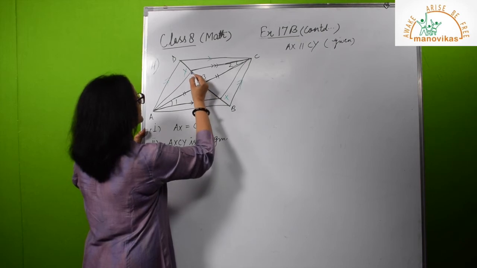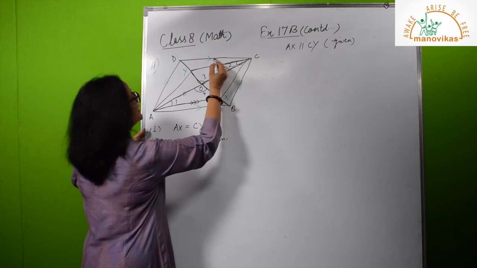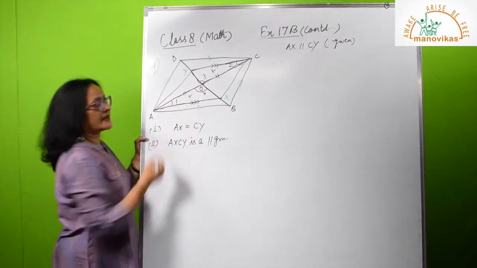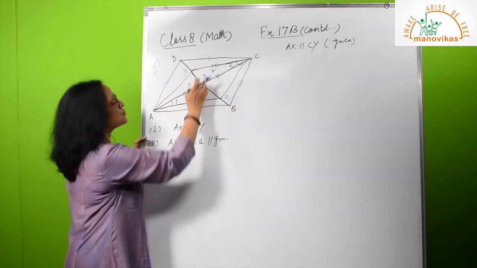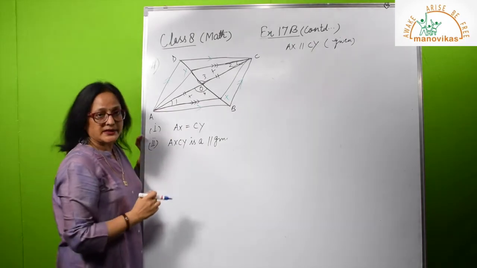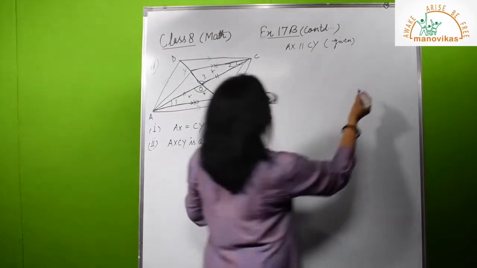CO and Y. This is another triangle which is formed by side CY. So we have to focus on these two triangles. If we can make these two triangles congruent, then these two sides will be equal. See, how can you make two triangles congruent?